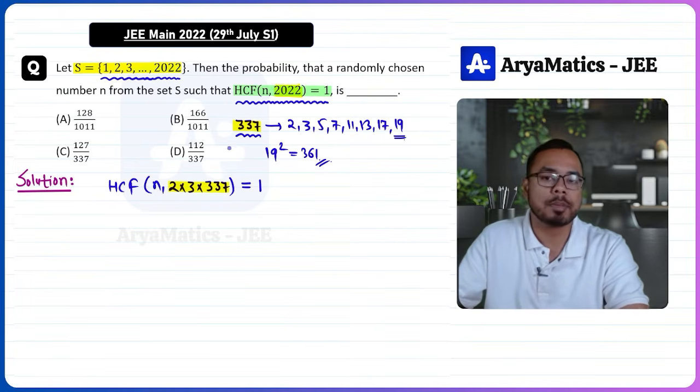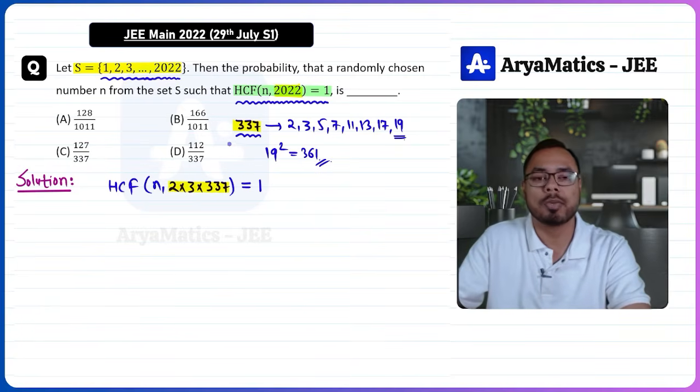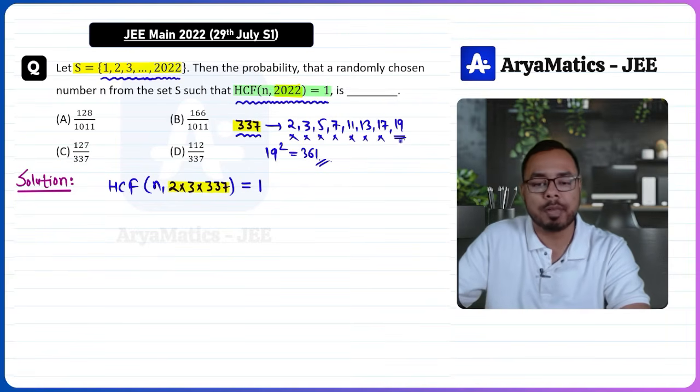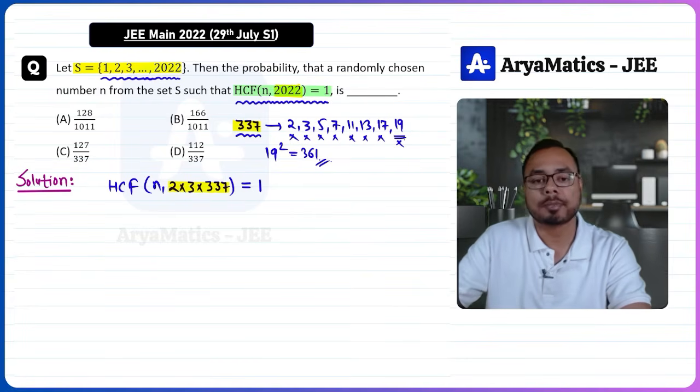So whenever you need to check whether a number is prime, you can check up to its approximate square root. And when you check for these numbers, you'll find that 337 is not a multiple of any one of them. After this point, you should not check.